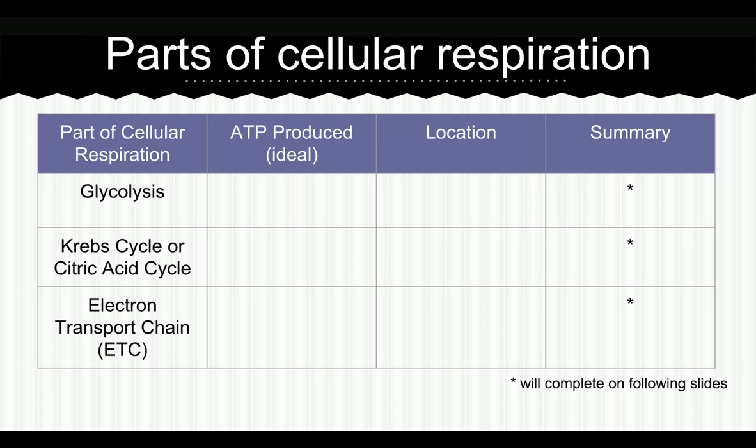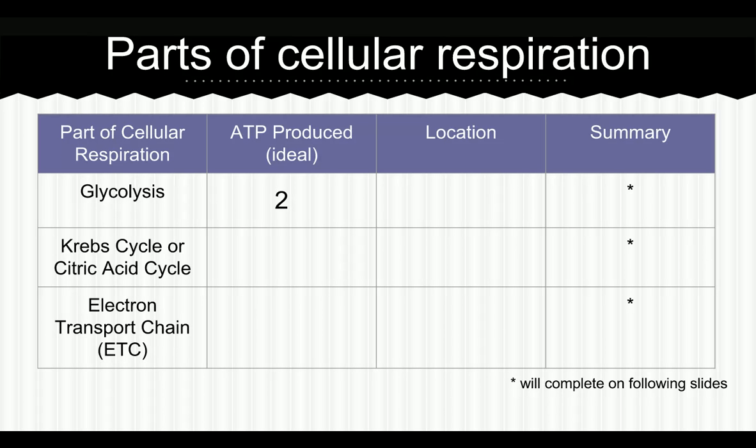Krebs is named after the person that discovered it. Citric acid refers to the carbon molecule that enters into the cycle. And then the third thing is the electron transport chain. So if we start with glycolysis, and we'll go into these a little more in depth later.